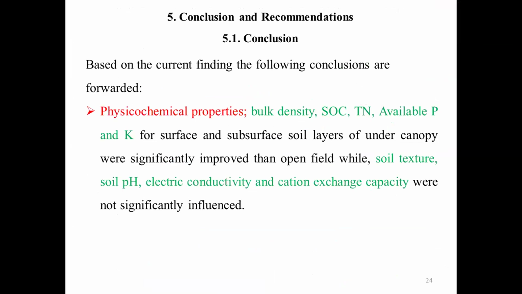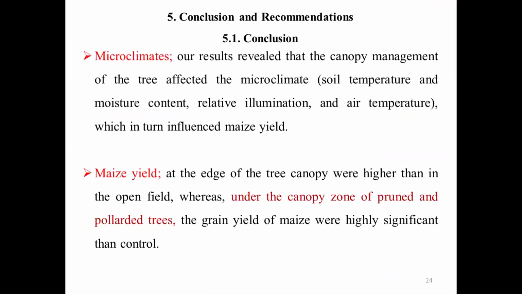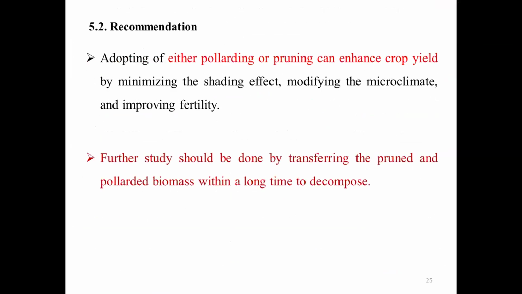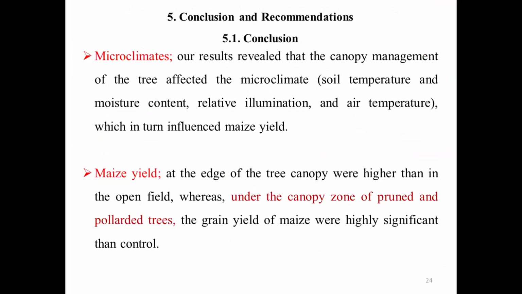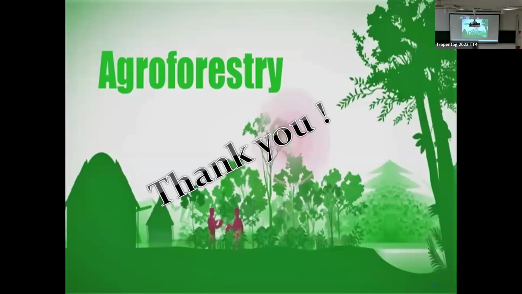The soil result indicators show the highest soil nitrogen and organic matter is found under the tree canopy, and the lowest is in the open field. When I come to the crop yield, the highest yield is found, as I said before, at the edge of the tree canopy, due to the grain yield, the minimized canopy effects on that. Because the microclimate is affected by canopy management. Thank you very much.